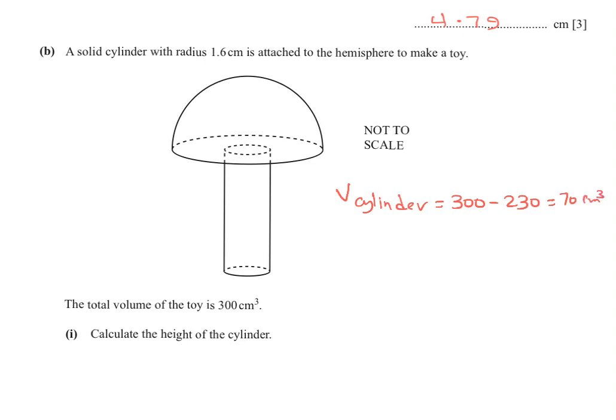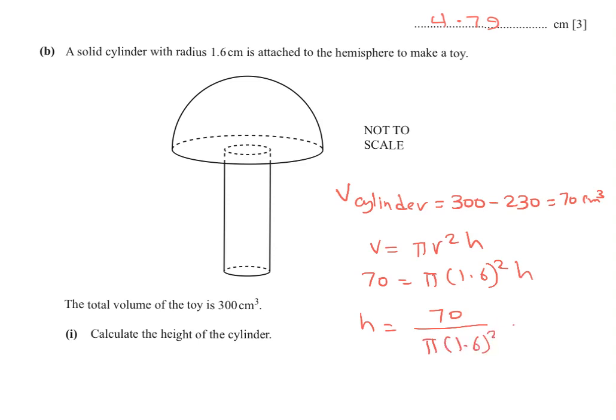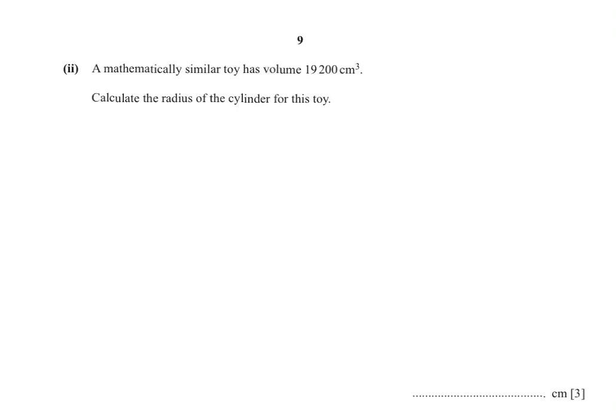This is the volume of the cylinder. The volume of a cylinder is pi r squared times height. So 70 equals pi times 1.6 squared times height. So the height of the cylinder is 70 over pi times 1.6 squared, which is 8.7. Part B two. A mathematically similar toy has volume 19,200 centimeters cubed.